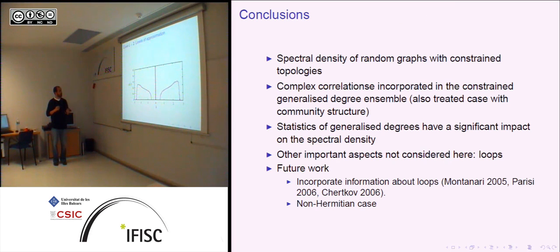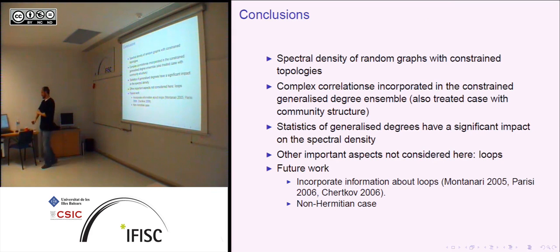Okay, so I think I'm finished. Let me conclude. What we have discussed here is how to calculate the spectral density exactly for random graphs with constrained topologies. The idea is that we wanted to incorporate complex correlations in the usual approach, so that we could better mimic complex real-world networks. It turns out that the statistics of the generalized degree have a significant impact on the spectral density. So if you miss a bit of information, the spectrum can change a lot.